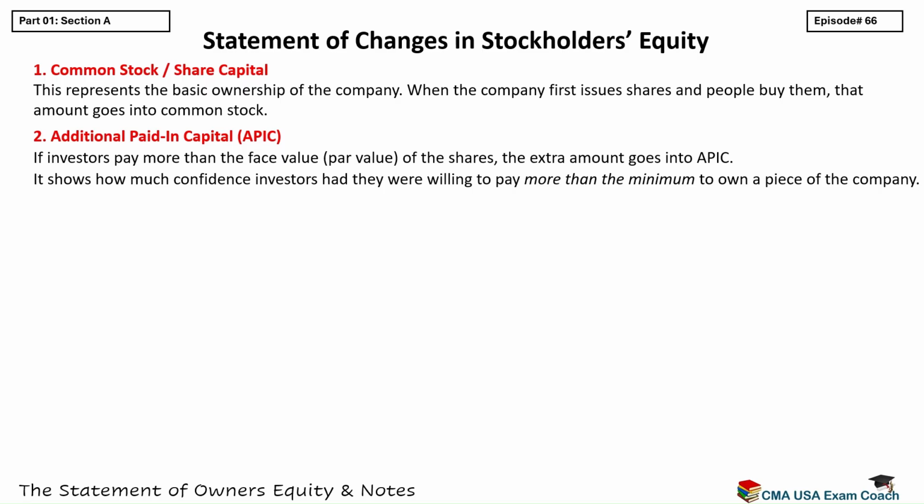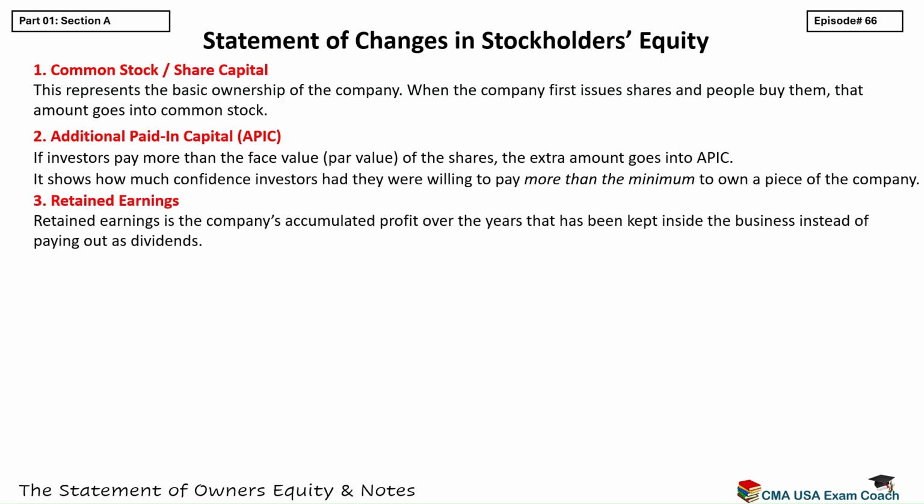3. Retained earnings. Retained earnings is the company's accumulated profit over the years that has been kept inside the business instead of paying out as dividends. If the company earns profit, retained earnings increase. If the company pays dividends, retained earnings decrease. If the company makes a loss, retained earnings decrease. If retained earnings become negative, we call it accumulated losses or deficit. This means the company has lost more money than it has ever earned, a sign of financial trouble. But it doesn't always mean bankruptcy. Some companies take time to turn profitable.